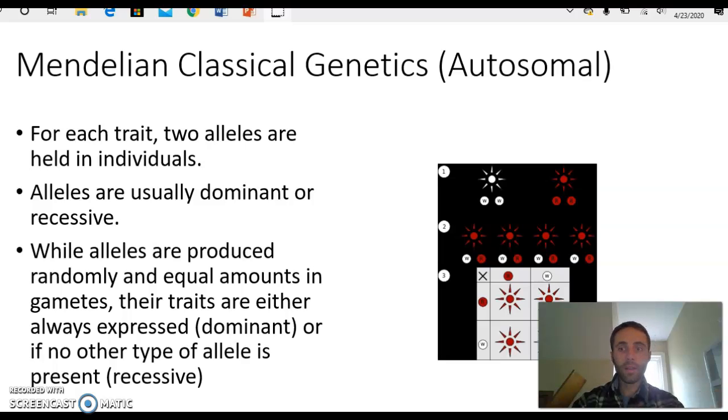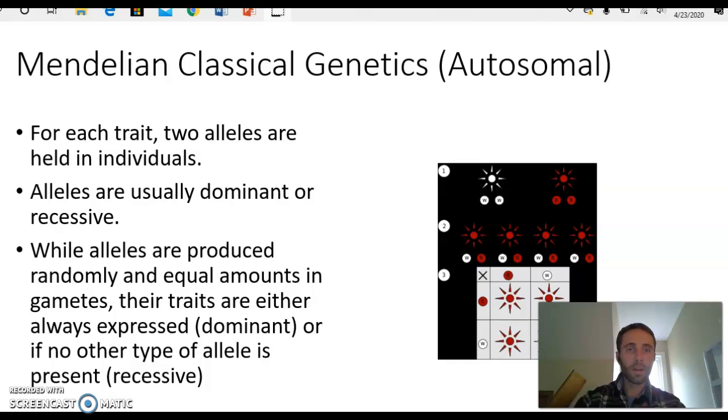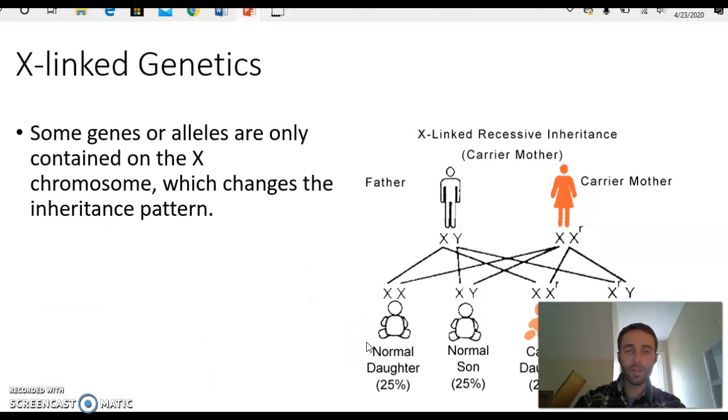And so these rules that Mendel found explained a lot of the traits and the rules that we were seeing, especially for genes that follow this classical genetics pattern. There are slightly different options that you could have. Another one that's interesting is X-linked genetics, where the gene is found on the X chromosome, and we find slightly different patterns. Some genes or alleles are only contained on the X chromosome, and so this changes the inheritance pattern.